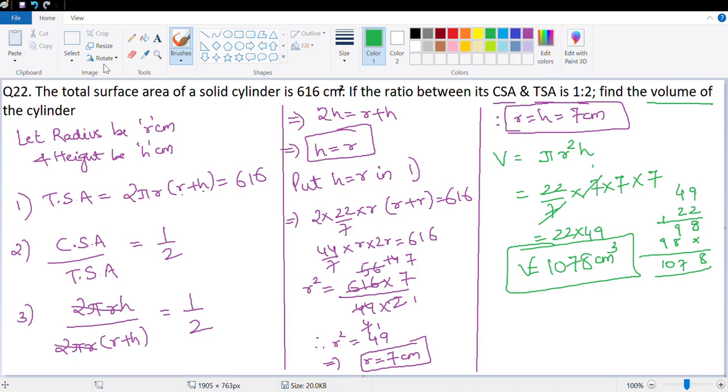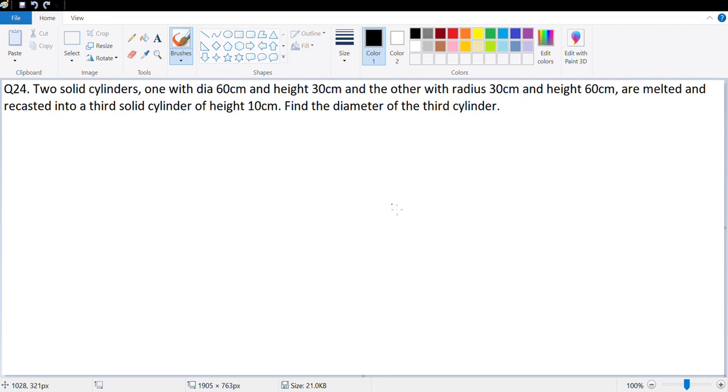The next question that we do is question number 24. It says two solid cylinders, one with diameter 60 centimeter and height 30, and the other with radius 30 and height 60, are melted. So we have cylinder 1 and cylinder 2 which are being melted and then recast into a third solid cylinder. So we have three cylinders, cylinder 1, cylinder 2 and cylinder 3. We need to find the diameter of cylinder 3.